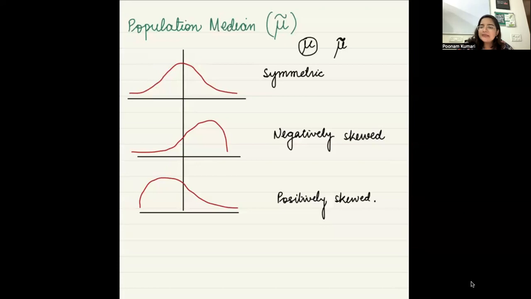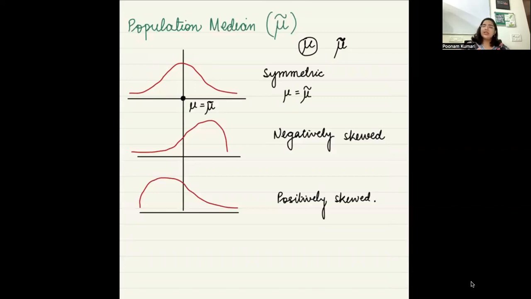So whenever my data is symmetric, what happens? So let's say if this would have been this. Ma'am, in case of symmetric, the median and mean would be the same. Okay. And why do you say that? Ma'am, because the values on the right side of the y-axis and left side of the y-axis are distributed equally.